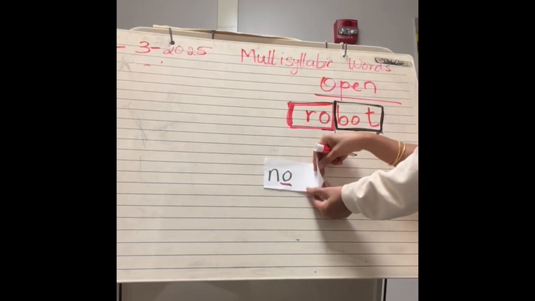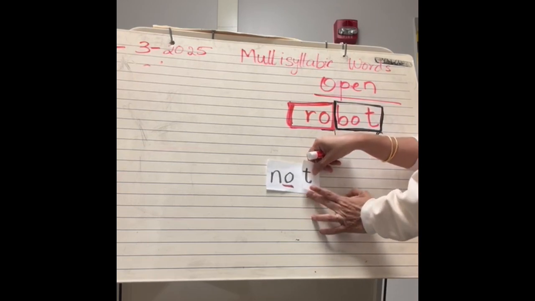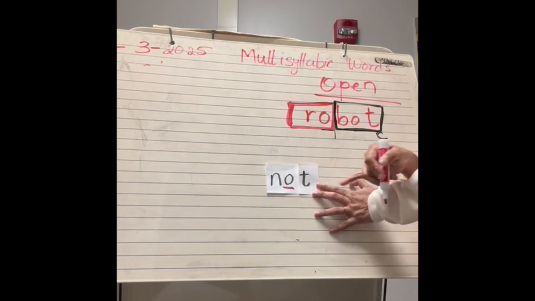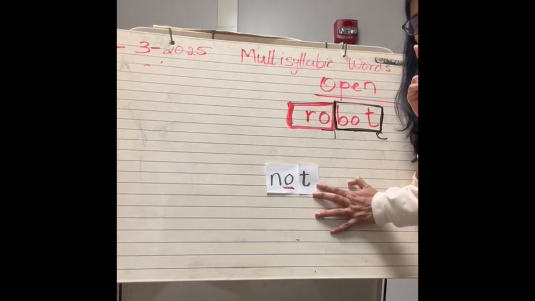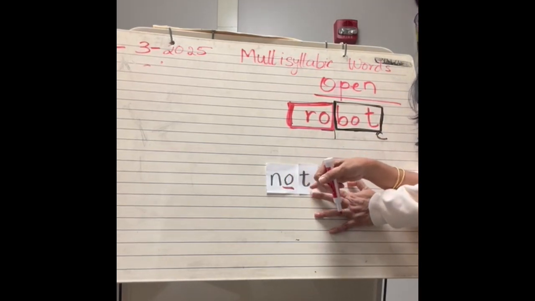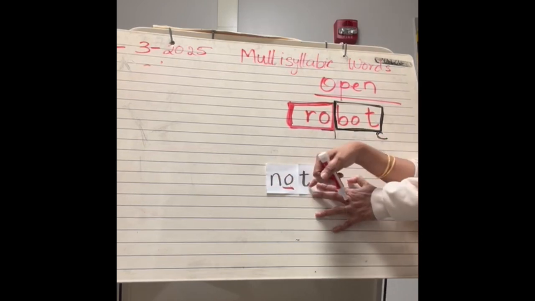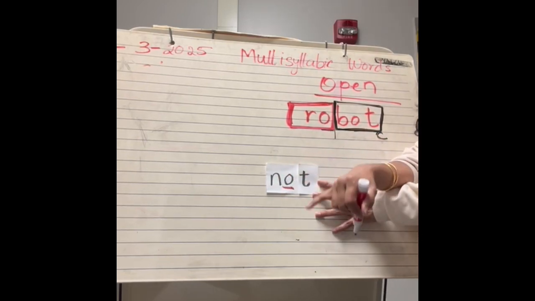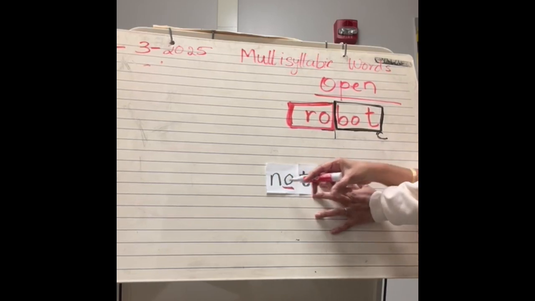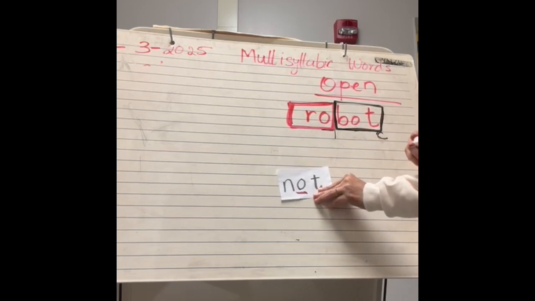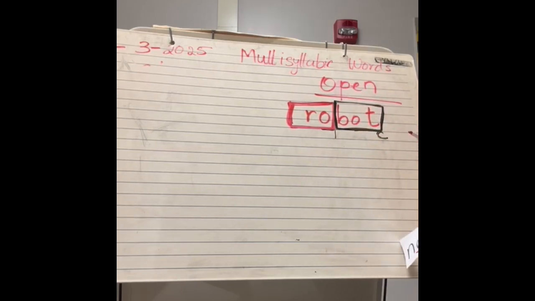Then what happens? Now let's see what happens when Mr. Consonant comes here. Mr. Consonant comes and he closes the door. He closes the door and then he tells the O, don't tell your name. And then when the vowel is followed by the consonant, it becomes a closed syllable and then the O says its short sound. Not. Okay? Alright, so that is open syllable and closed syllable.